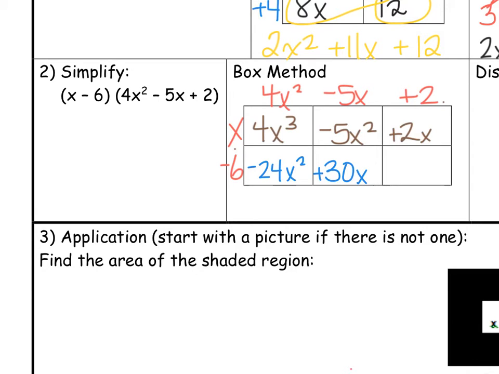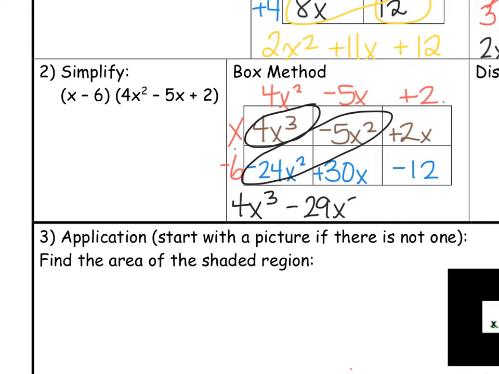And negative 6 times a positive 2 is a negative 12. So again, if you look on the diagonals, it has set up our like terms already. We have 4x cubed. And then if we look on this diagonal, a negative 24x squared and a negative 5x squared is negative 29x squared. And on this diagonal, we have a positive 30x and a positive 2x, which is a positive 32x. And then the last one is our constant, which is a minus 12.